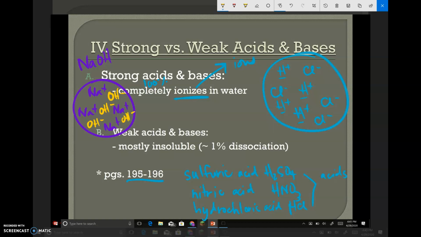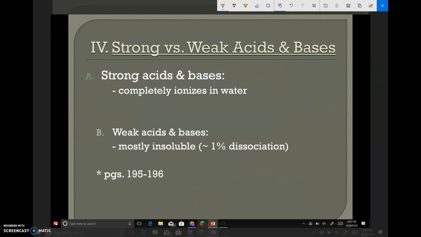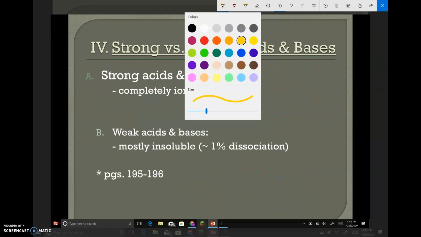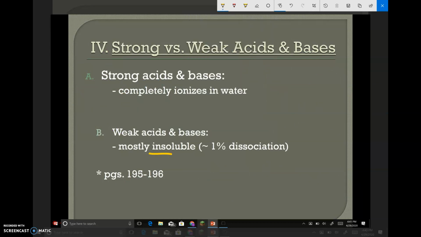Okay. All right. If we're dealing with a weak acid or a weak base, then it's mostly insoluble, which means that it doesn't dissolve. Or doesn't, maybe that's not the best word, it doesn't break apart into ions. That's a better way to put that. Okay, and notice how it says it about 1% disassociates.